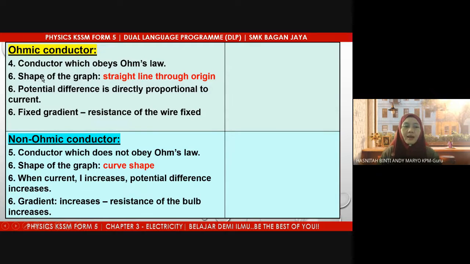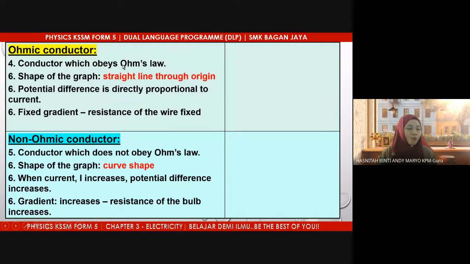So first, what is an ohmic conductor, student? Ohmic conductor is any conductor which obeys Ohm's law. Meaning we can apply the formula V equals IR to find V or to find R or to find current in the circuit. So an ohmic conductor is any conductor which obeys Ohm's law, which means the current is directly proportional to the potential difference. Okay, number 4, what is an ohmic conductor? So you write conductor which obeys Ohm's law.